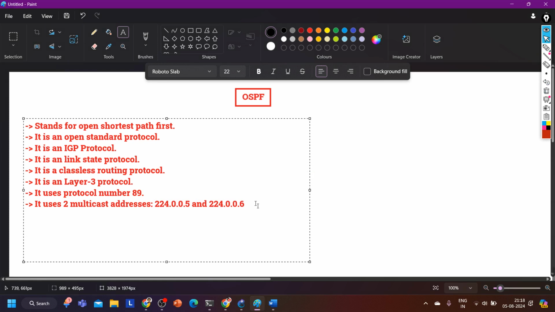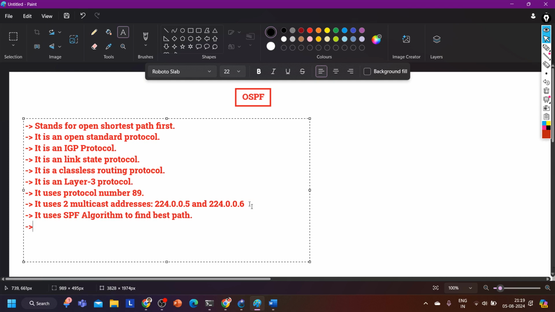Like in EIGRP we have 224.0.0.10, so all routers listen on that multicast address. In the same way all routers in OSPF listen on this multicast address .5. Then it uses the SPF algorithm to find the best path.